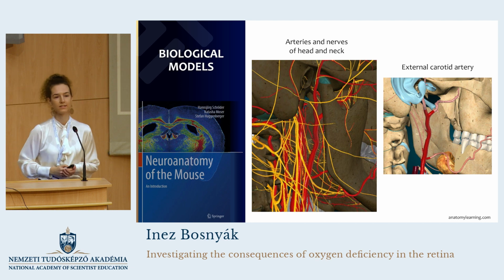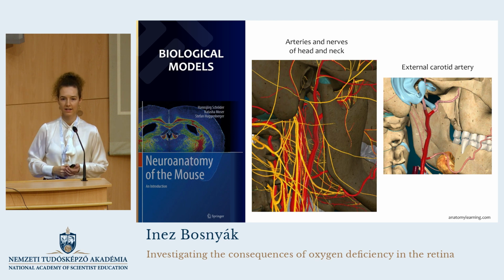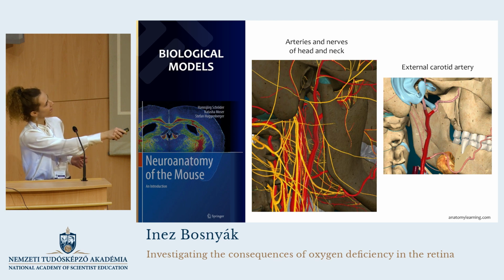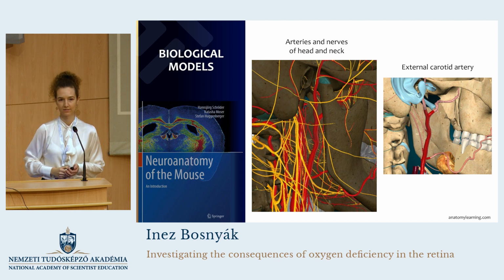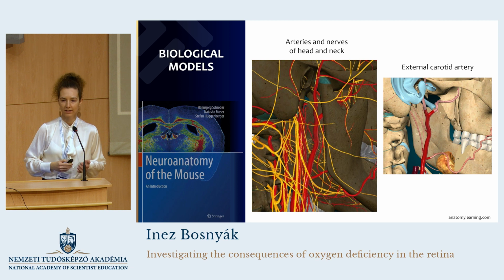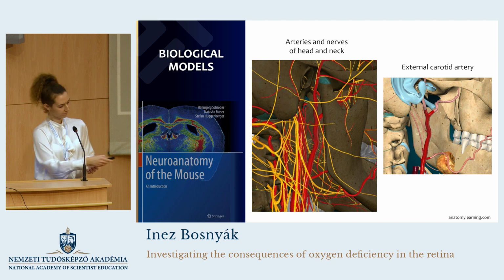Let me show you an example. You can see the arteries and nerves of head and neck region in this picture. This is a human skull, and the yellow structures are the nerves, while the red structures are the arteries. You can see how difficult it is. And if we would like to analyze the structures one by one, we can build a model for that. So we can study the external carotid artery with this model.